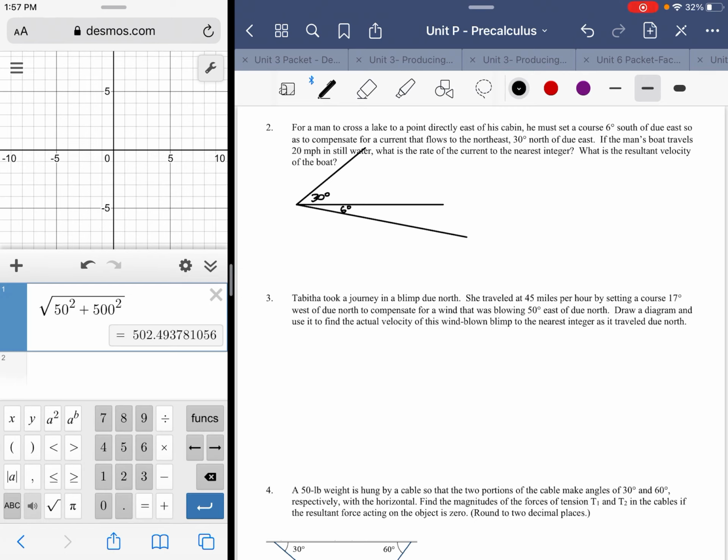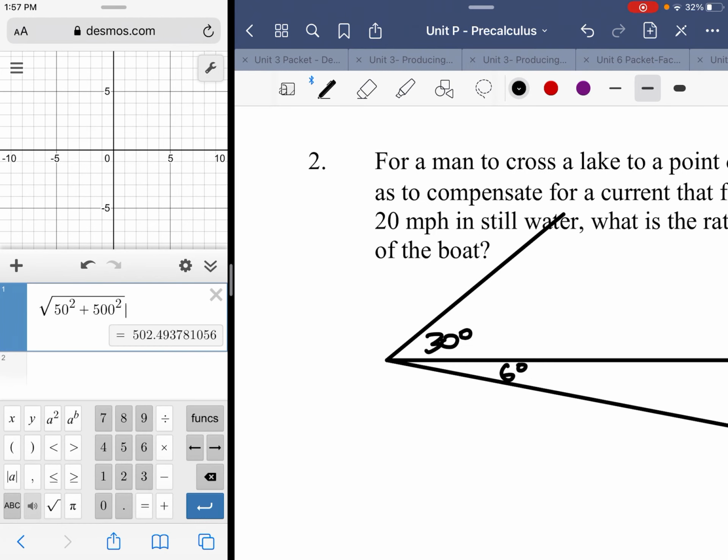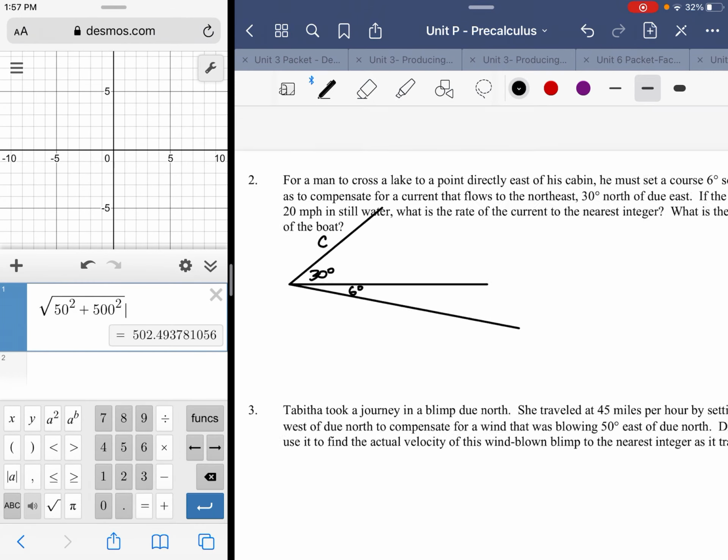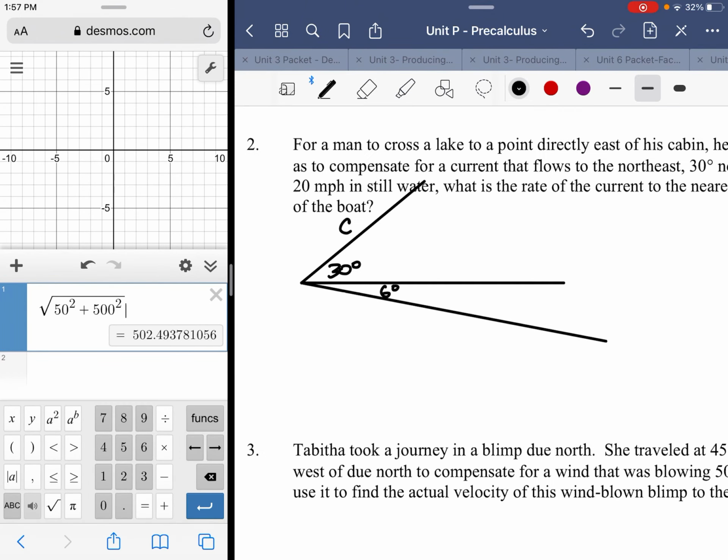All right, so the boat travels 20 miles an hour in still water. Okay, well, what that would mean is if he didn't have a current to worry about, that's what the rate of the velocity would be, 20 miles an hour. However, he does have a current to worry about, and that current has a value that is unknown. All right, so we'll call that C. So that'll be my vector C.